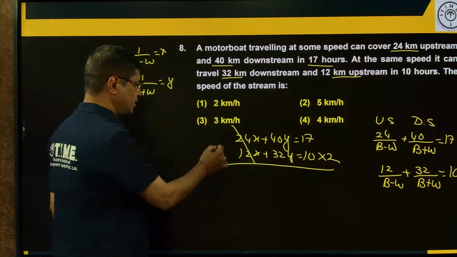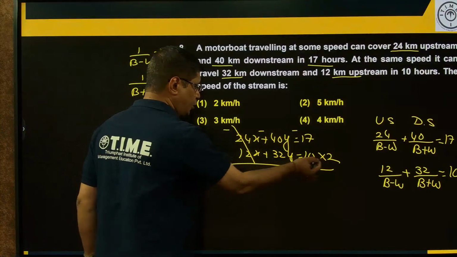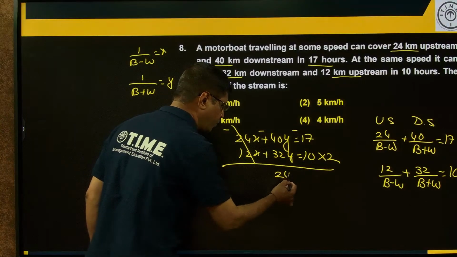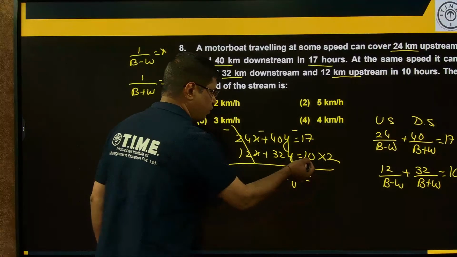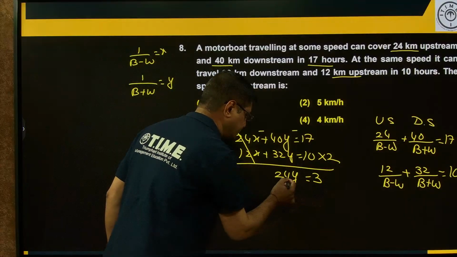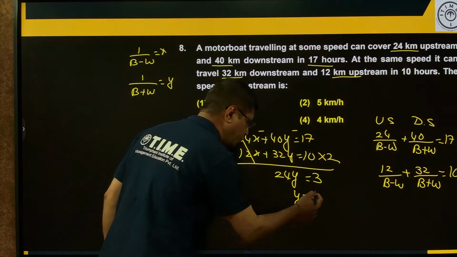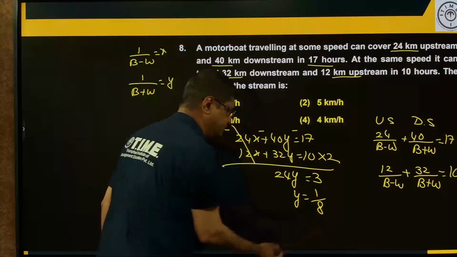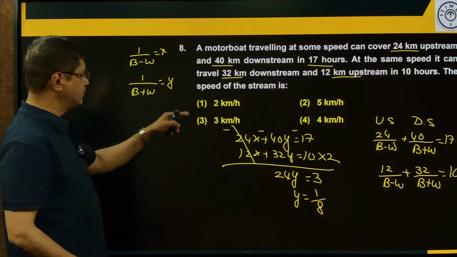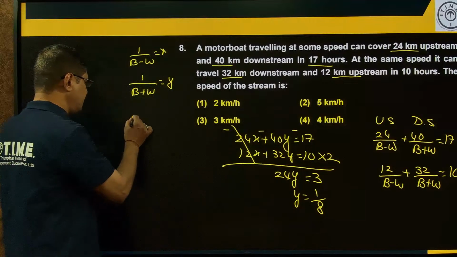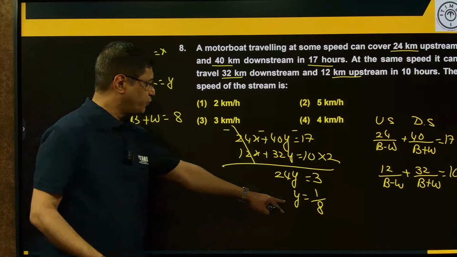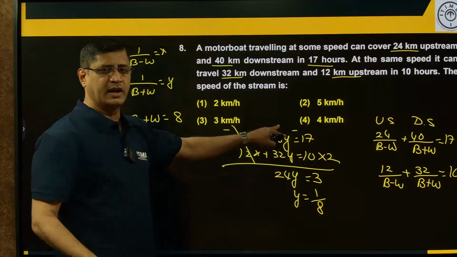Now simplify. Now what is the cancellation here? 2 into 32, 64 minus 40, that is 24. 24y is equal to 20 minus 17, that is 3. The value of y is equal to 1 by 8. What is the y? 1 by B plus W is equal to 1 by 8, means B plus W is equal to 8. Substitute y as 1 by 8 here in any one of these two equations.